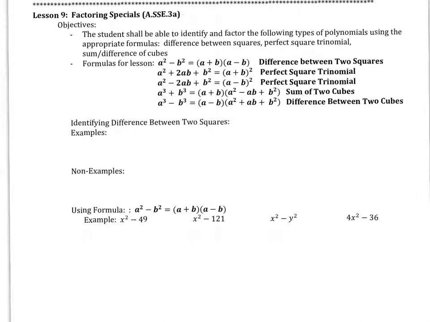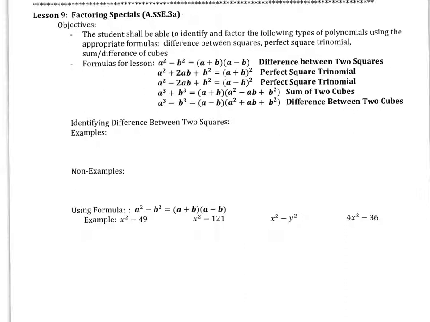Today we're going to talk about factoring specials. There's several different special types of polynomials that have special forms, and that's why they call them specials. What this means is there's actually formulas that you can use, and this is kind of a shortcut method.